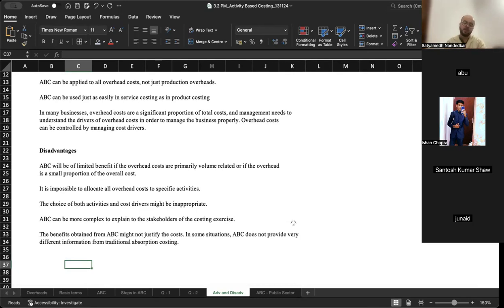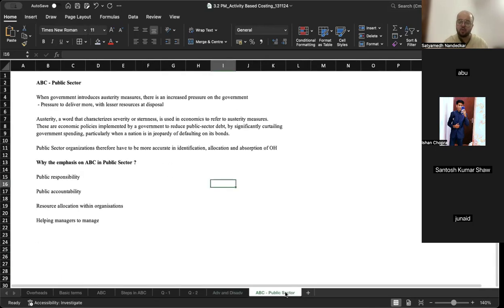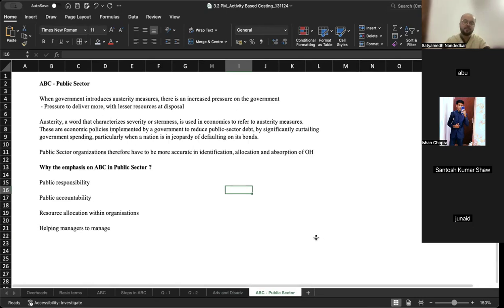It is impossible to allocate all the overhead costs to specific activities, which you will see happening in question 2. For one part of the calculation, they will say use machine hours, because calculating or understanding what the cost driver is might not be the easiest activity of them all. Okay, ABC can be more complex to explain. Naturally, we took one entire class to discuss ABC, and the benefits might not justify the cost if it is extremely time consuming and too many minds are applied to that particular activity.